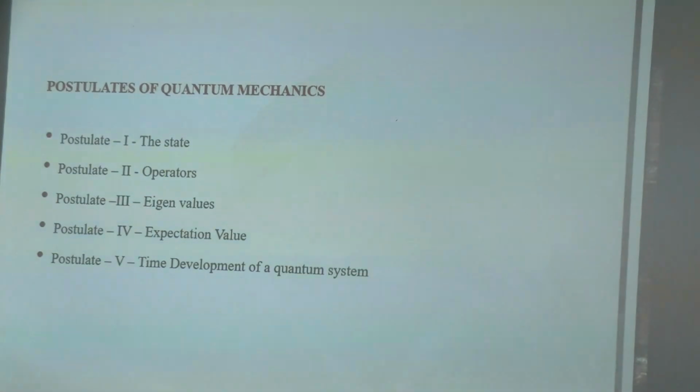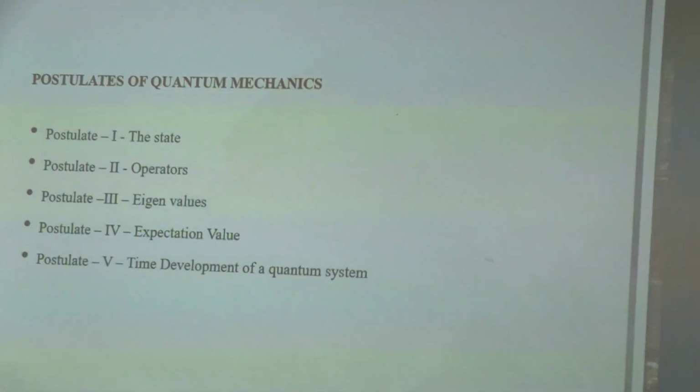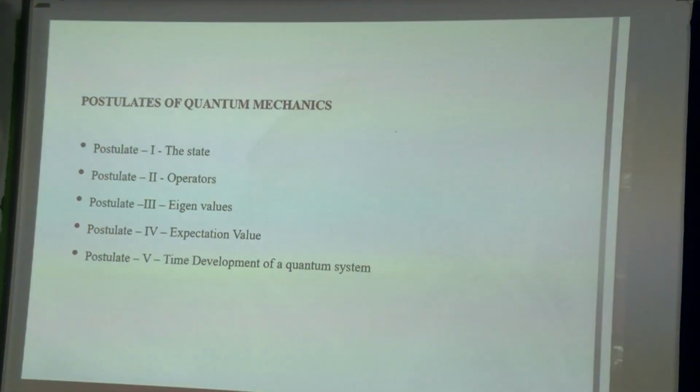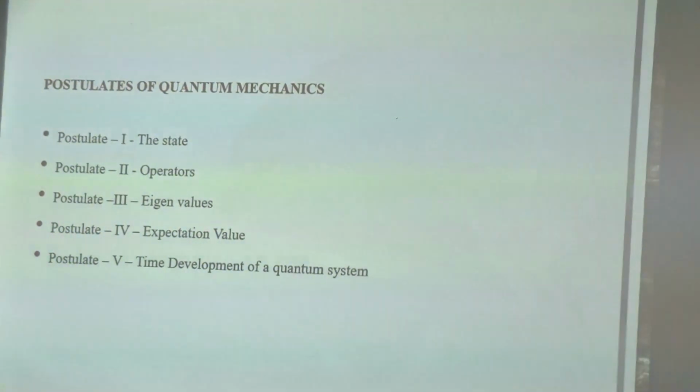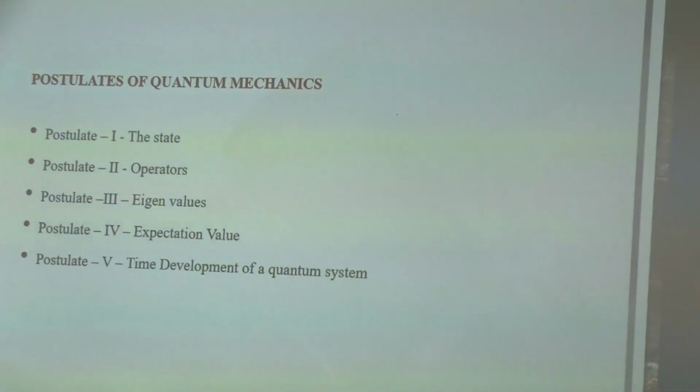Now, the postulates of quantum mechanics. In the postulates, we have 5 postulates mainly. The first postulate concentrates on the state of a quantum system, and the second one deals with the operators associated with various observables, and the third one is the eigenvalues. We are going to discuss the eigenvalue equation, where we are going to explain eigenfunctions and eigenvalues. Next comes expectation value, which will be given as postulate 4, and the next one is the time development of a quantum system.